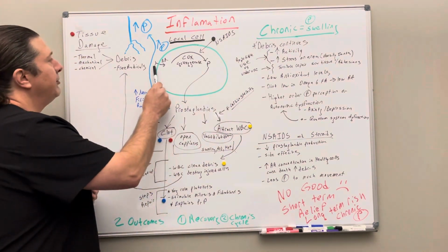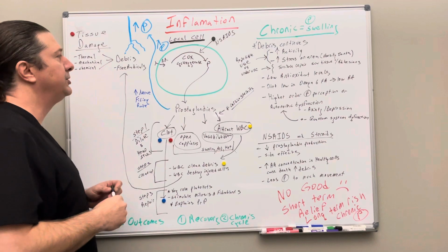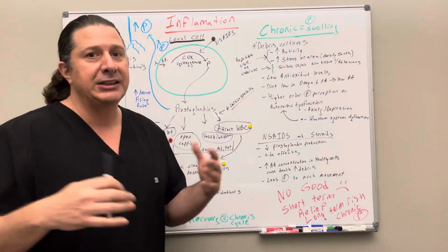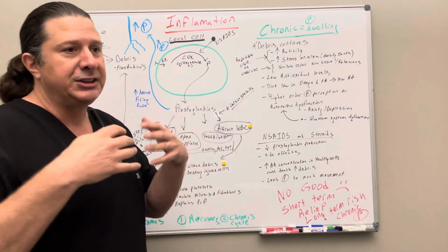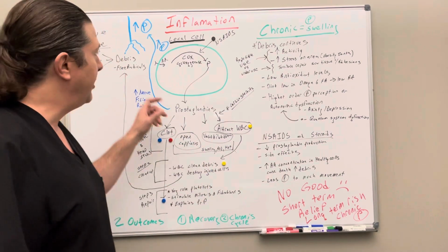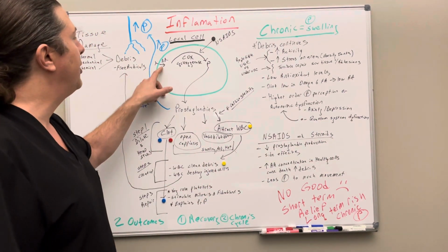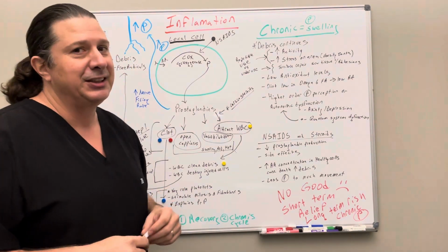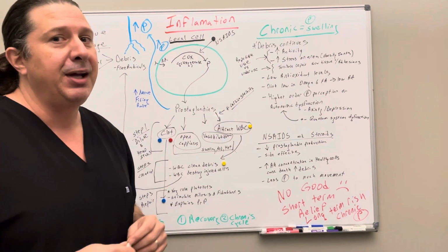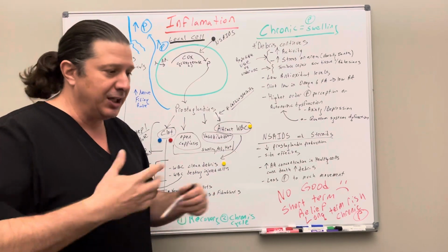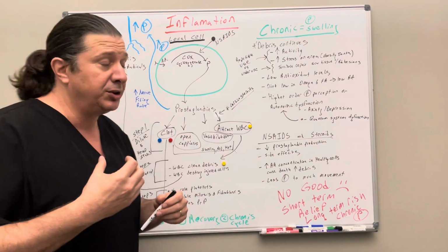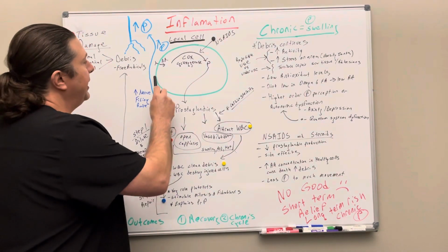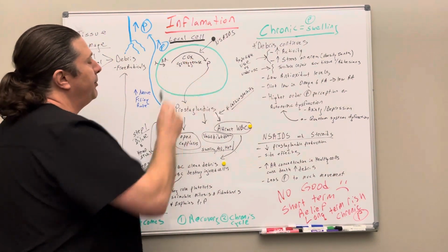So every cell will have receptors on it. Those receptors can sense when there's a massive amount of free radicals or cellular debris in the area, and that receptor is going to be triggered. Arachidonic acid is an omega-6 fatty acid that we consume in our diet. We cannot make the arachidonic acid in our body. We actually have to consume it. It's nutritionally derived.